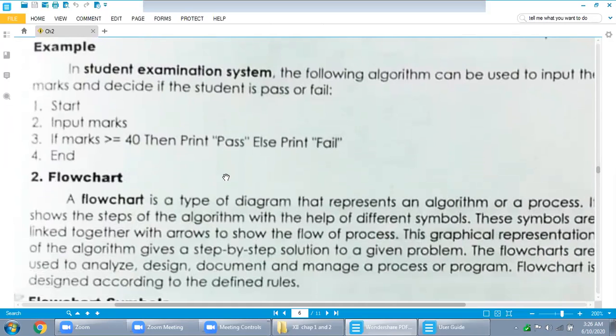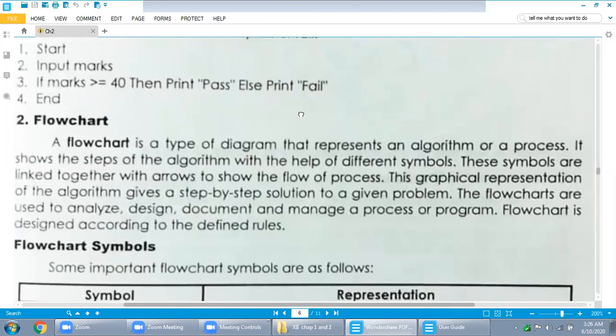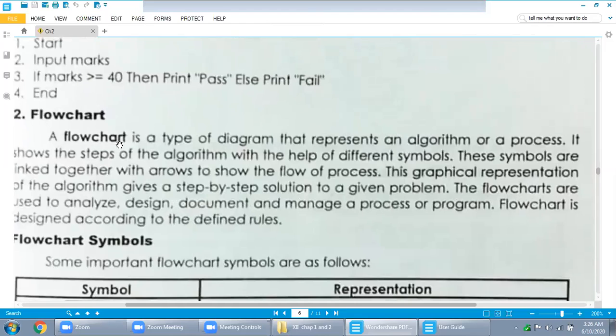And the pictorial representation of an algorithm is known as a flowchart. When we write the steps, it is known as an algorithm, and when we draw a diagram on the algorithm, then this is called a flowchart. The definition of flowchart is a type of diagram that represents an algorithm or a process. It shows the steps of the algorithm. So on the basis of the algorithm, we can make a flowchart very easily.